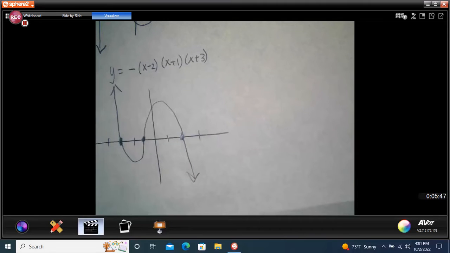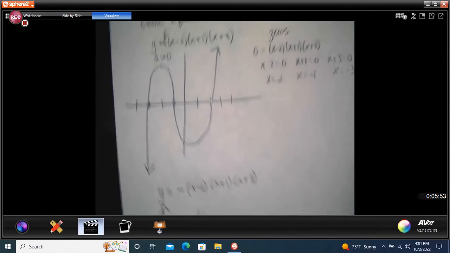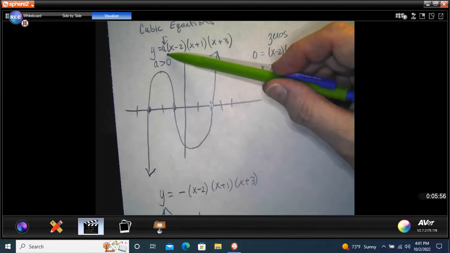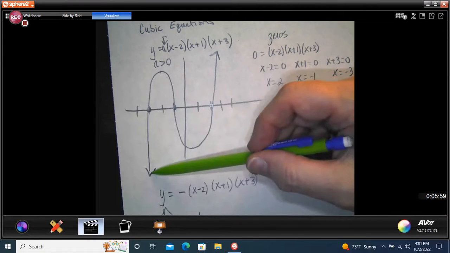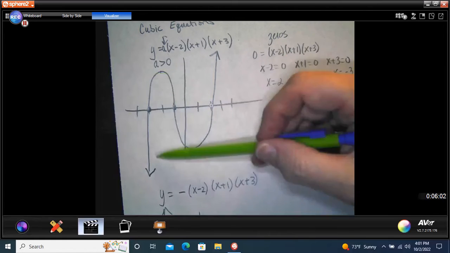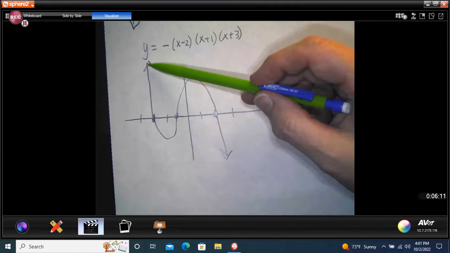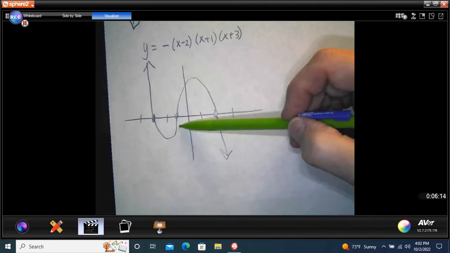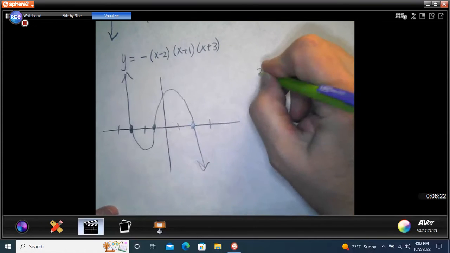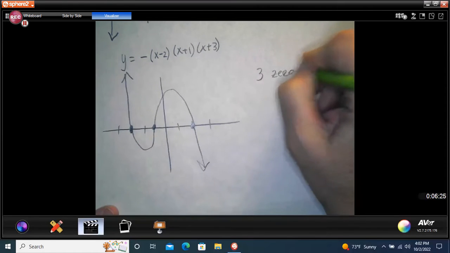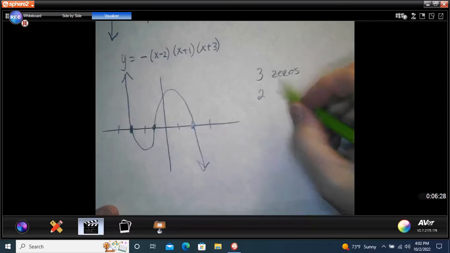The way I remember it, and that's not always the best way, is that if it's positive out front, it does the opposite of what I think it should do. It starts down here in negative land and goes up first. Up is positive, maybe, I don't know. But if it has a negative out front, then it does the opposite of what I think it should do. It starts up here in positive land and goes negative first. And a cubic equation should have 3 zeros and 2 bumps in the road, I call them.